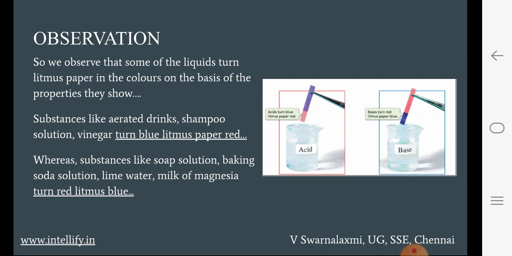So, substances like aerated drinks, shampoo solution, vinegars turned blue litmus paper into red, whereas substances like soap solution, baking soda solution, lime water, milk of magnesia turned red litmus blue. What is the inference that we drew from this? It is that acids turn blue litmus red, whereas bases turn red litmus blue.